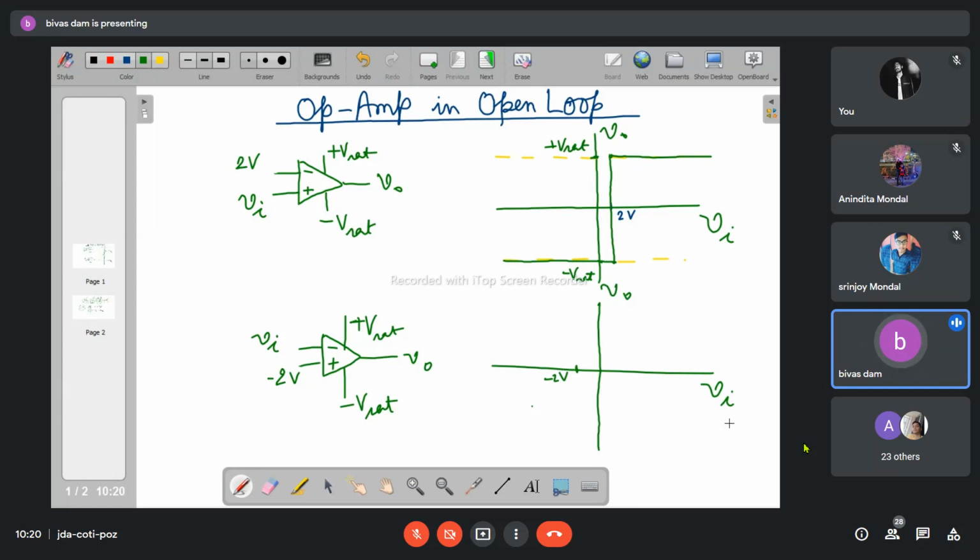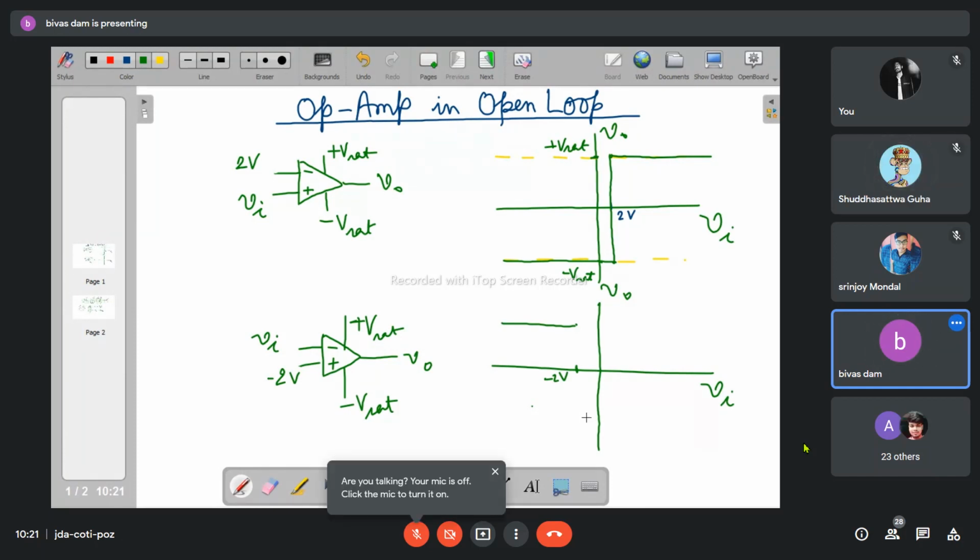So the output is supposed to be plus Vsat. So if that is that point, it will be, and beyond that, when VI is more than minus 2 volt, the input difference voltage will be negative.